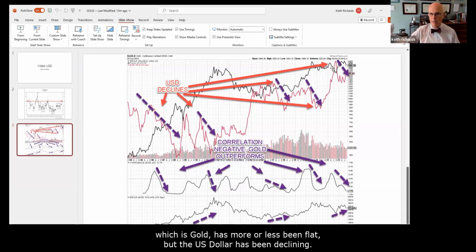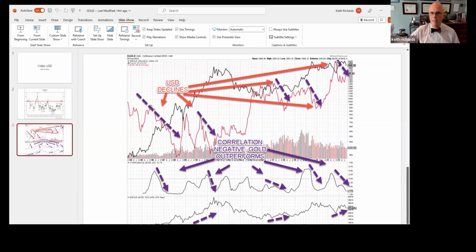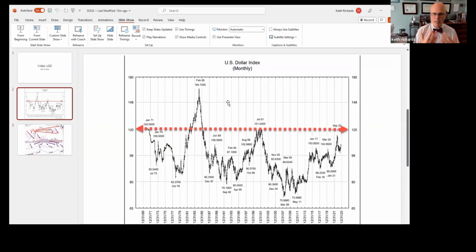You can see the black line, which is gold, has more or less been flat, but the US dollar has been declining. Okay, so let's take a look at the correlation index, and you guys have heard me talk about this before. When it goes below the 0 line, it means that the two are negatively correlated. They're moving in opposite directions, and you can see that lately the US dollar is moving down, gold is moving up. So what I want to suggest is that the US dollar, if we look at it historically, again going back to this chart, is likely to decline over the coming years.